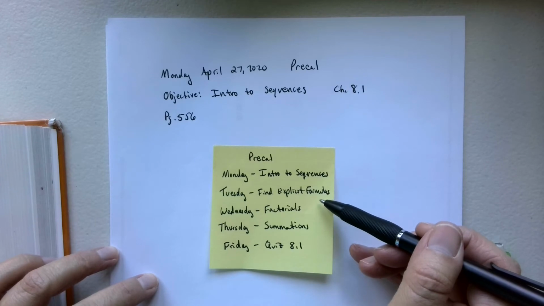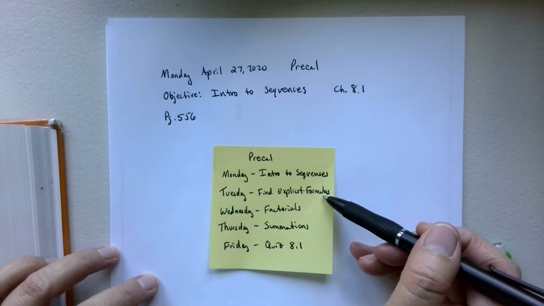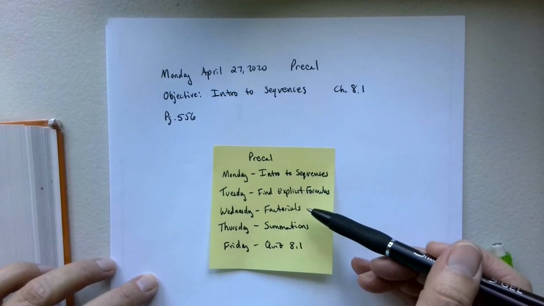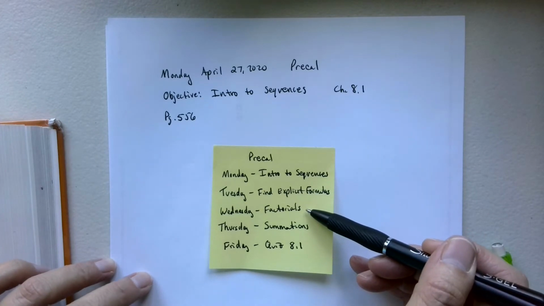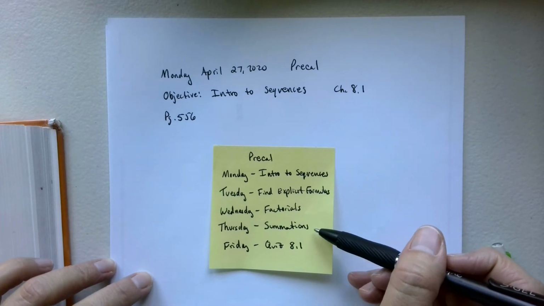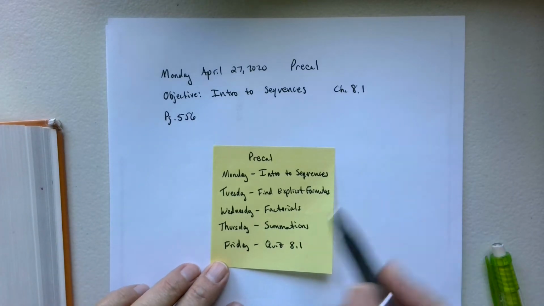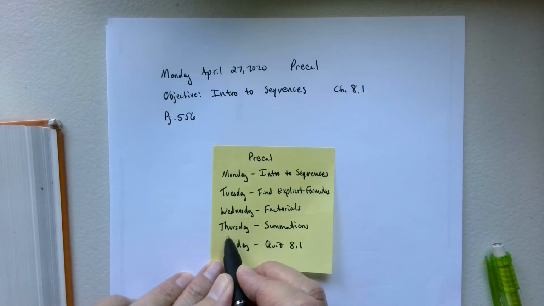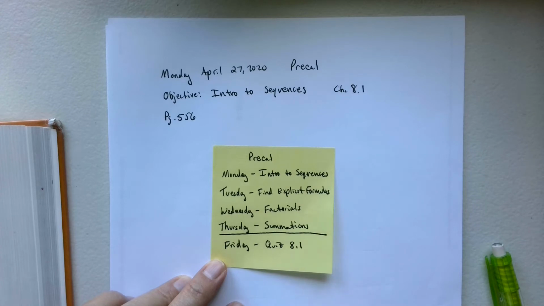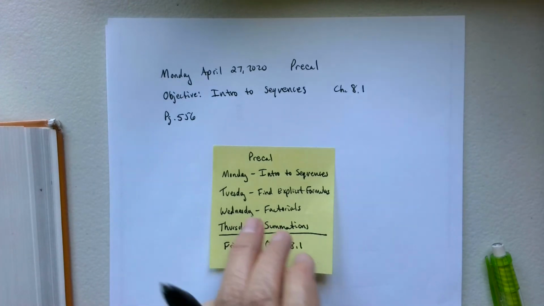Tomorrow we're going to take some sequences and try and figure out their explicit formula. And today we'll find out what explicit formula means. Wednesday we're going to talk about factorials, which are pretty fun. And Thursday we're going to talk about summations, which are important if you're going to head into calculus. All of the work that we're going to do is going to be due Thursday night at midnight. And we'll have a quiz on 8.1 on Friday.